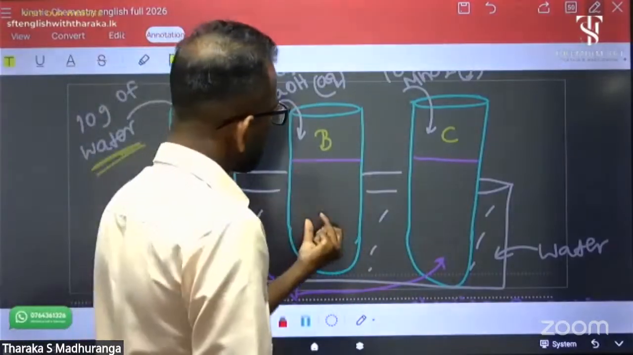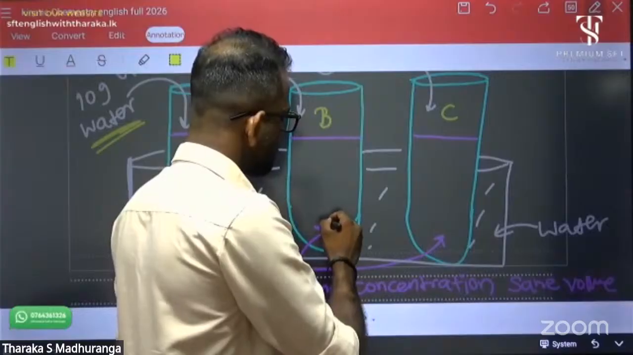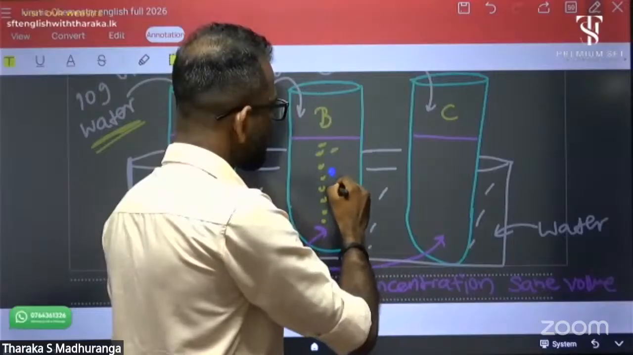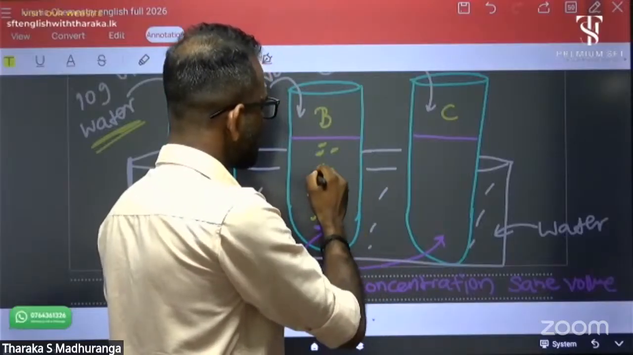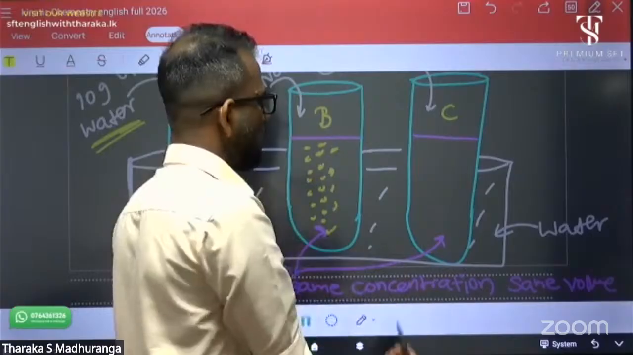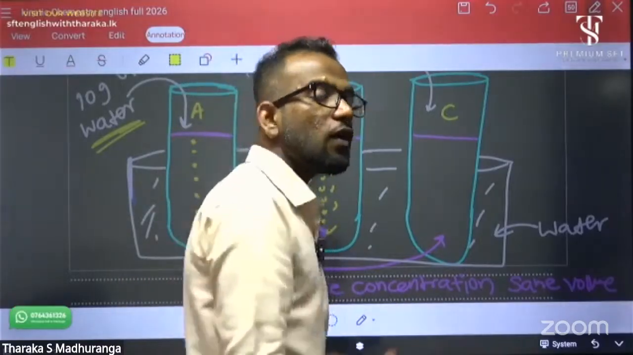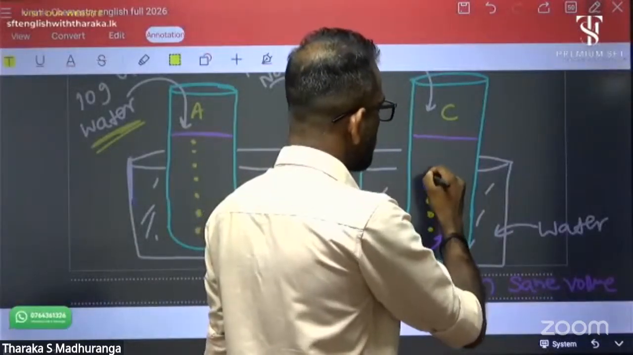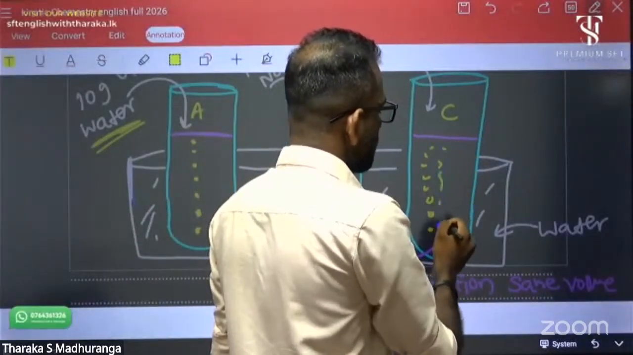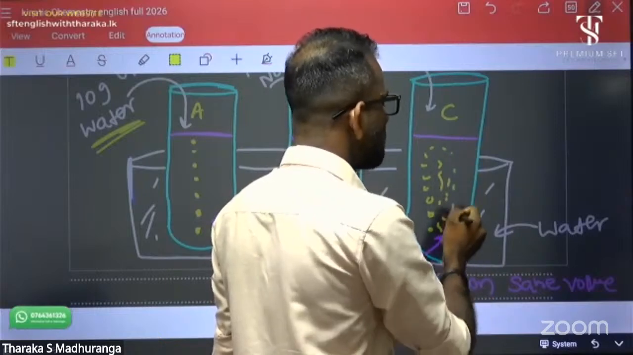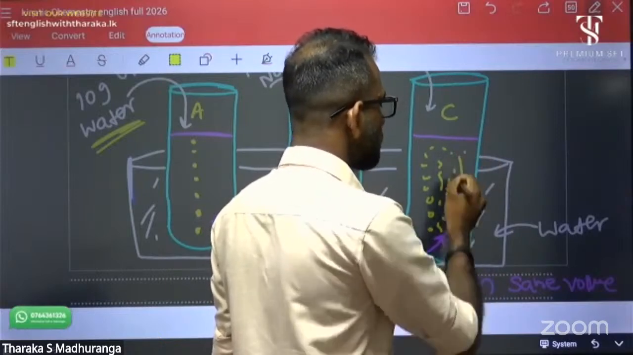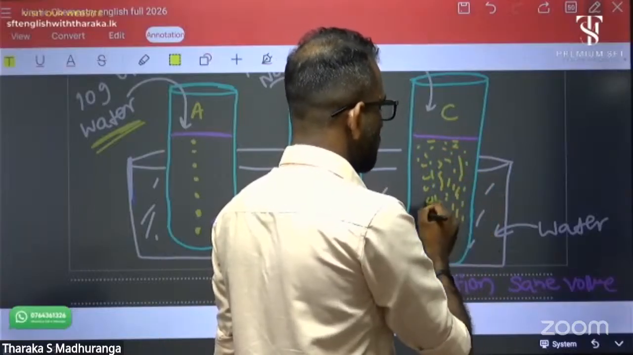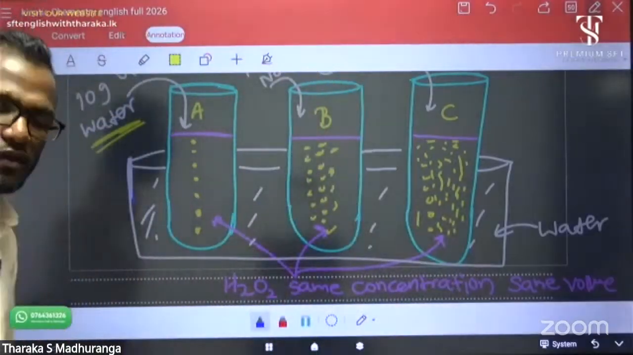But then in the B test tube, we added a homogeneous catalyst. Then the air bubbling speed is greater than A. C has a heterogeneous catalyst, so this one has more speed. Normally, the rate of reaction with a heterogeneous catalyst is greater compared to a homogeneous catalyst. Like this.